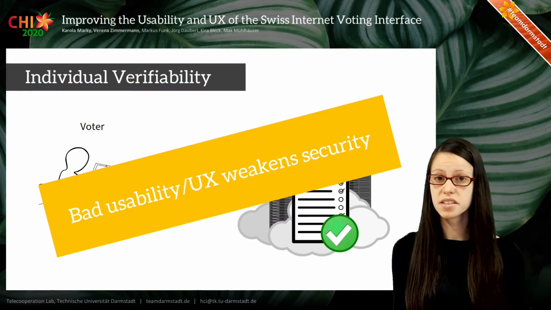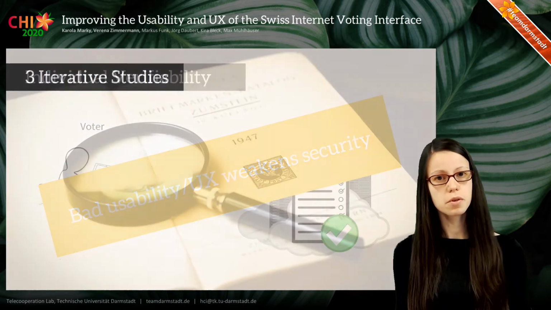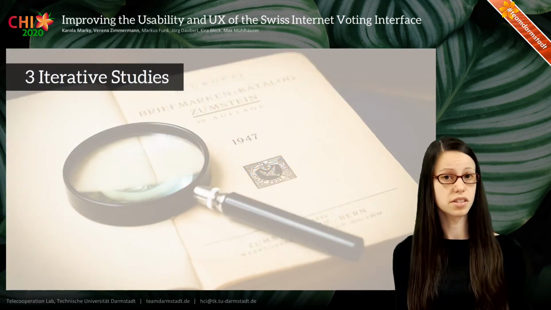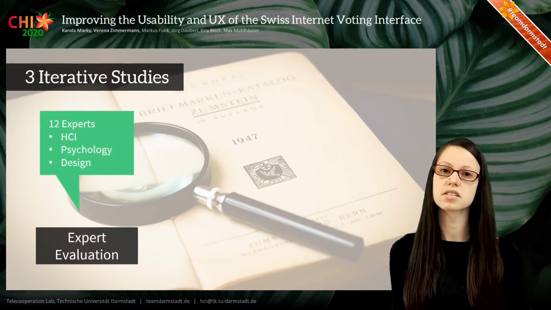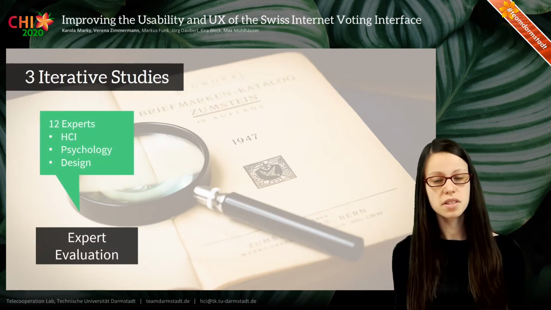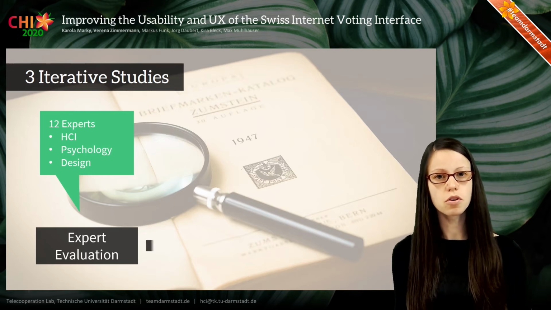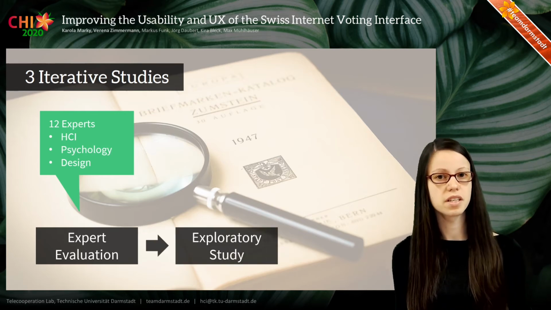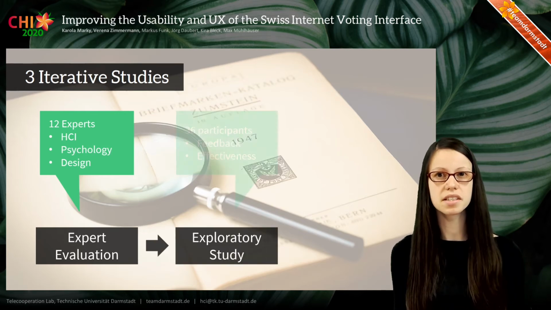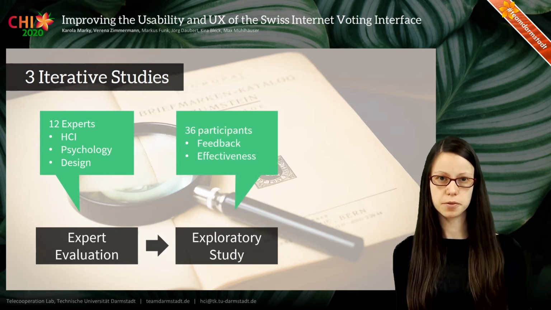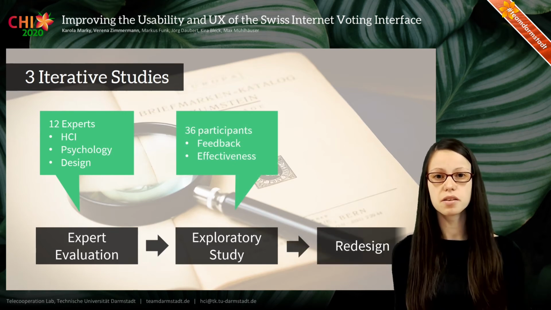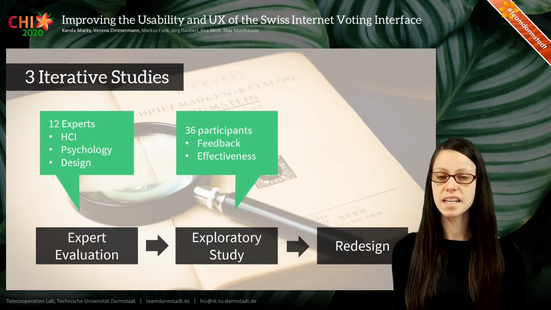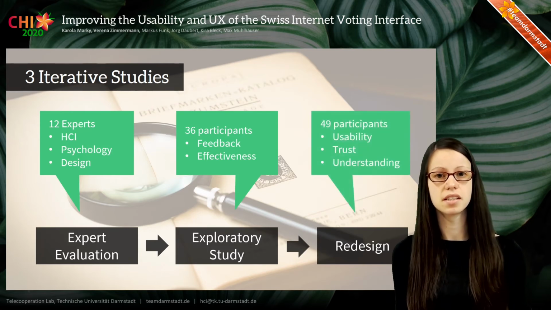To investigate the usability of the Swiss voting system, we made 3 iterative studies. We started with an expert evaluation with experts from different domains. We used their comments from a cognitive walkthrough to inform an intermediate redesign, which we investigated in an exploratory study with 36 participants. Finally, based on those 2 studies, we developed a redesign for the Swiss voting system, which we again evaluated in a user study, this time with 49 participants.